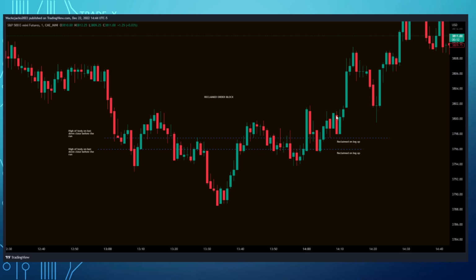What we actually get in this example is a propulsion block. Price moves higher and actually returns into the median threshold of this propulsion block before expanding higher. If you don't know what a propulsion block is, hang tight. I will be doing an episode on that soon. But just know that in this example, we're looking at the reclaimed order block, and this is a market maker buy model, right? So that is the bullish example.